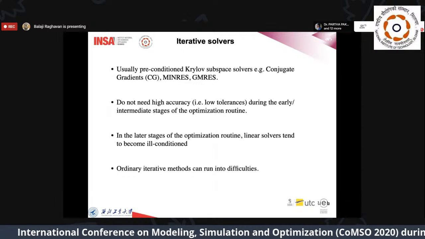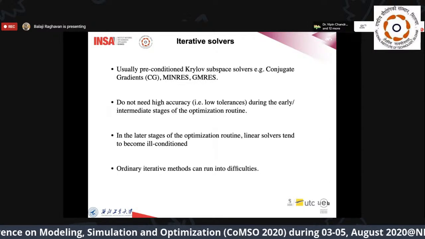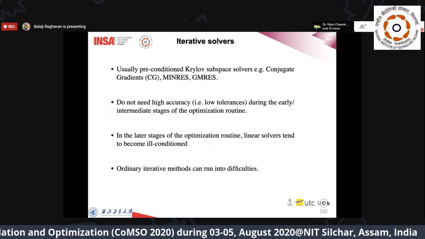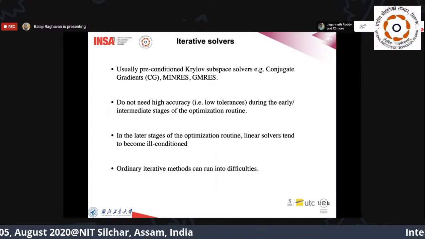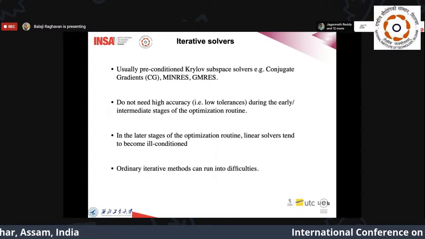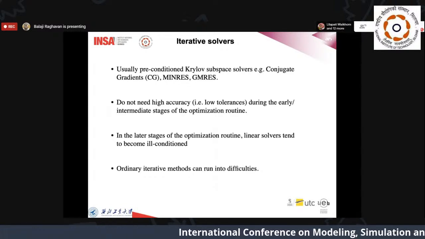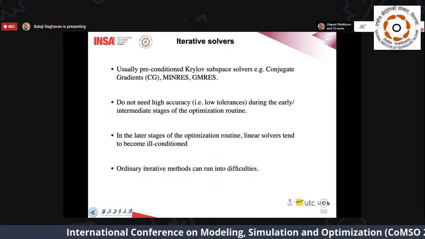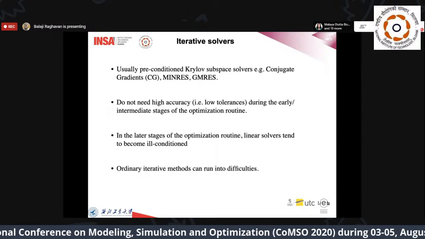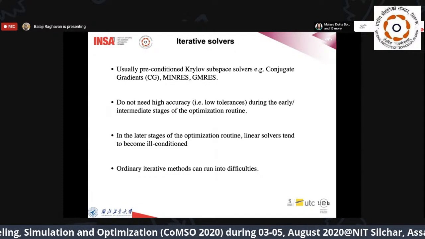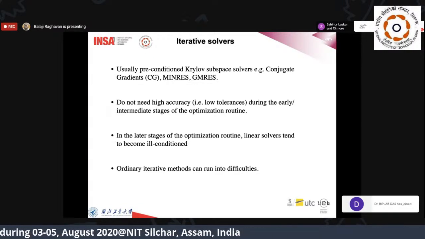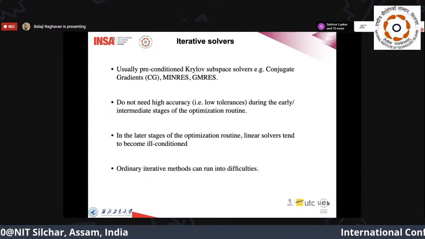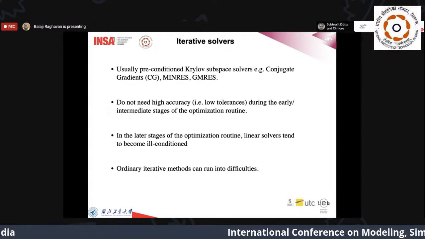Iterative solvers are usually preconditioned Krylov subspace solvers, for example, conjugate gradient, MINRES and GMRES. These are there in the literature, okay? They have certain advantages. Besides scalability, they do not need high accuracy during the early to intermediate stages, but they typically tend to get ill-conditioned later on. So plain vanilla iterative methods tend to run into difficulties.